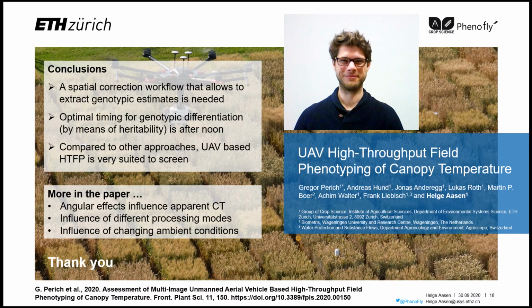With this, I would like to sum up. So what we found is that a spatial correction workflow is needed to really get genotypic estimates, not only because of the typical in-field heterogeneity, but also if we have slight changes in the atmosphere, we also need to correct for this. Then the optimal timing for the genotypic differentiation by means of heritability was in the afternoon. And compared to other approaches, the UAV-based high-throughput phenotyping is very suitable to screen even large populations of genotypes in a quite fast manner.